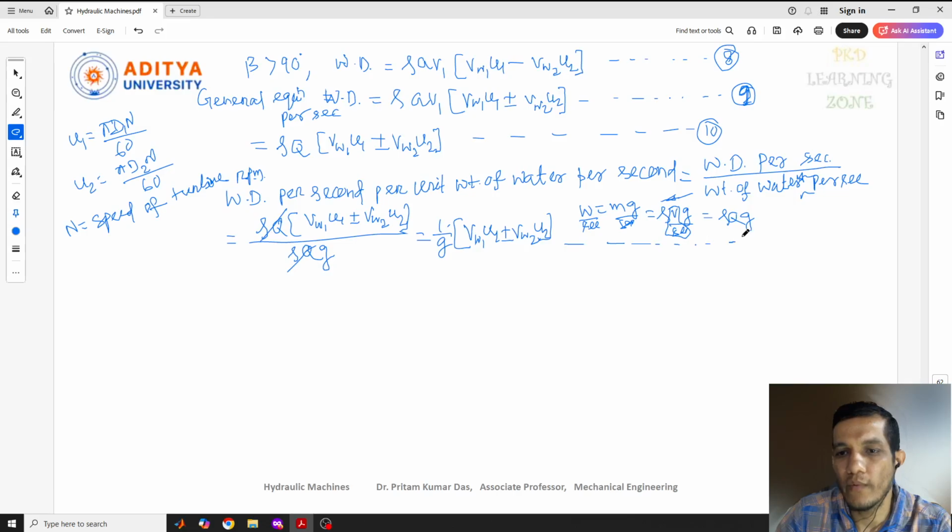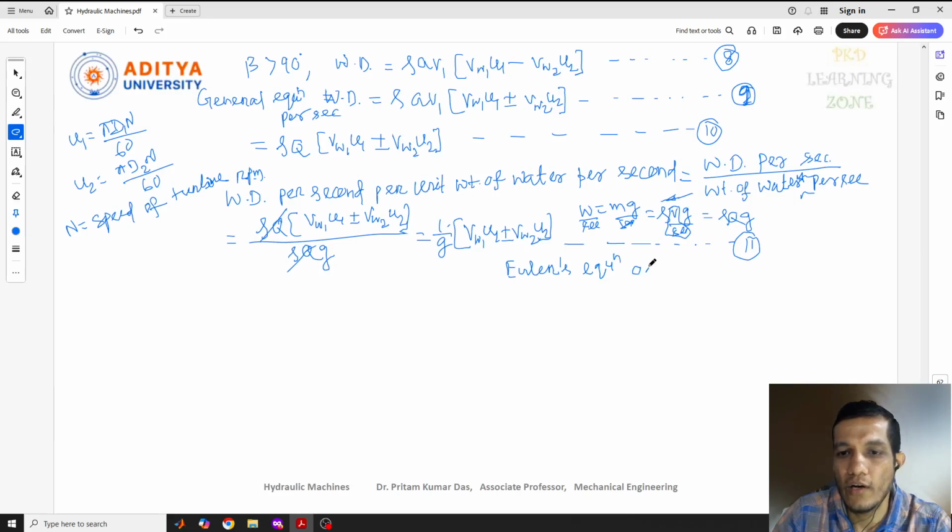Now this is another equation. It is not a different one, I have just expanded that equation, the work done equation, in terms of work done per second per unit weight of water per second. So this equation represents the energy transfer per unit weight to the runner. And this equation is also called Euler's equation of hydrodynamic machine.